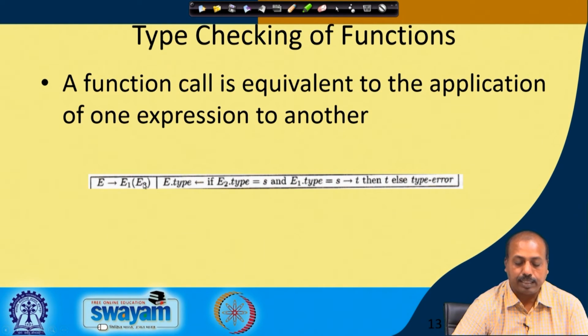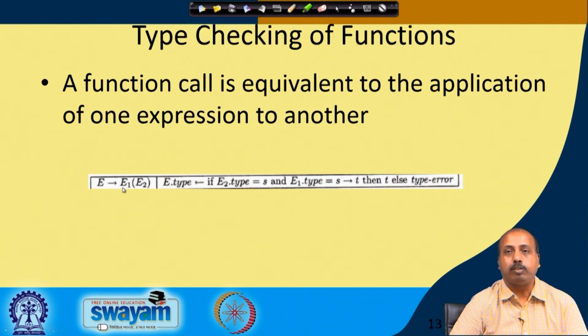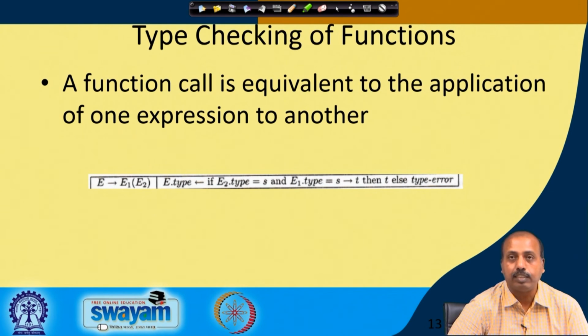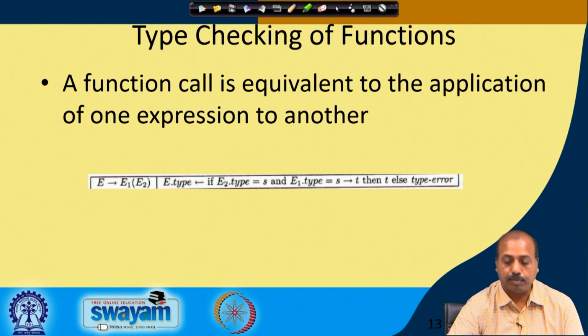So, E2.type is S, and E1.type should have that domain. For example, if E2 is an integer, then the function E1 should have an integer domain, the same as E2's type. Then we look into the range of E1, which is the return value type of E1. That is T, since the function given is S to T. That is the return type, so in that case the type will be T, otherwise it will be a type error. In this way we can have type checking for functions.